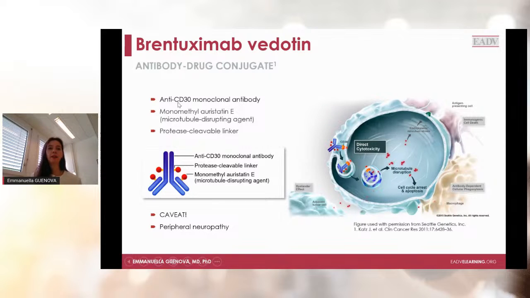It is an anti-CD30 monoclonal antibody, which is linked to monomethyl auristatin, which is a microtubule disrupting agent. And once it goes into CD30-positive cells, preferentially, this antibody-drug conjugate is disrupted, and the monomethyl auristatin blocks the formation of microtubules and initiates apoptosis predominantly of malignant cells.